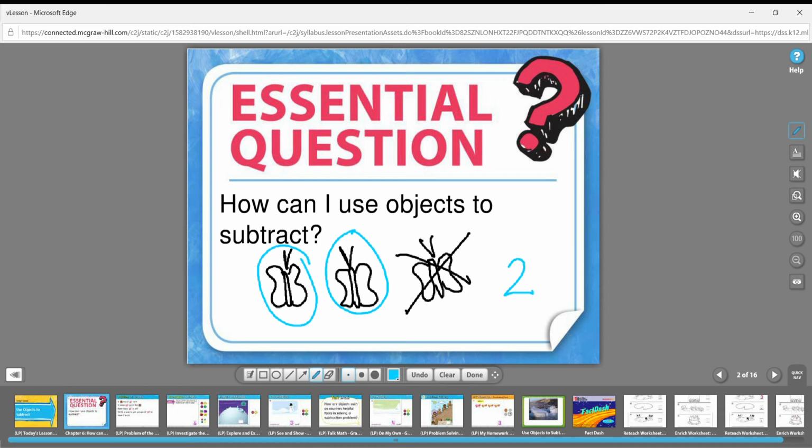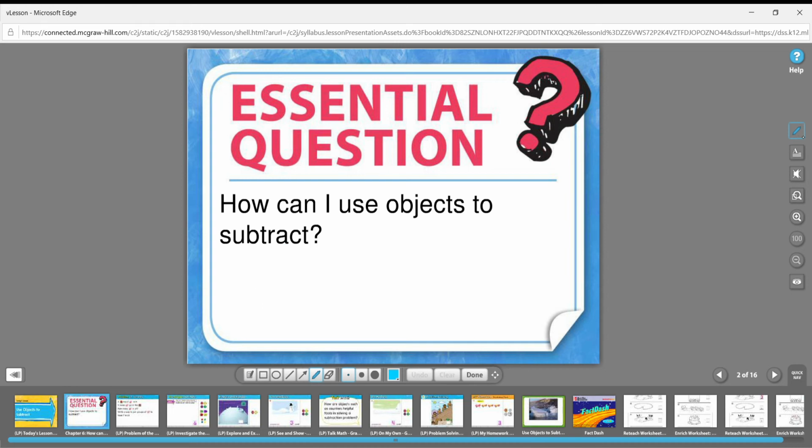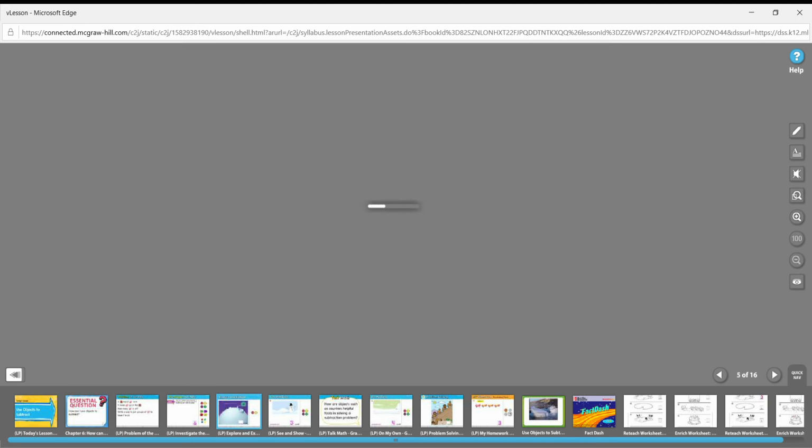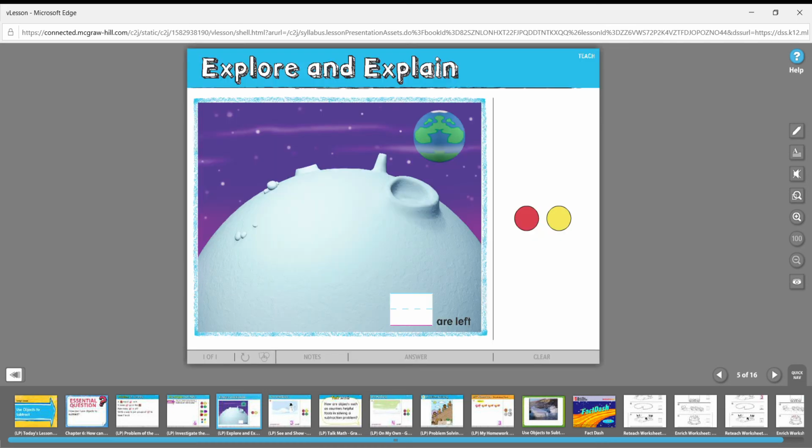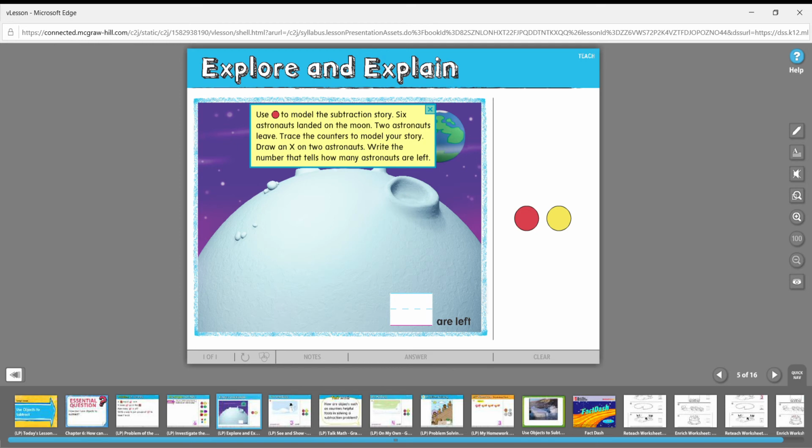Okay, so now let's move on. I'm going to clear, there we go. And let's move on to the first page in your book, your booklet, your little packet. Your first page in your packet should have a planet. You can see Earth back there in the distance. Okay, so we're up in space, a planet. Now, I'm going to read you the directions and then we'll talk about it. The directions say to use the red circles, here's a red circle, to model a subtraction story. Now, here's the subtraction story.